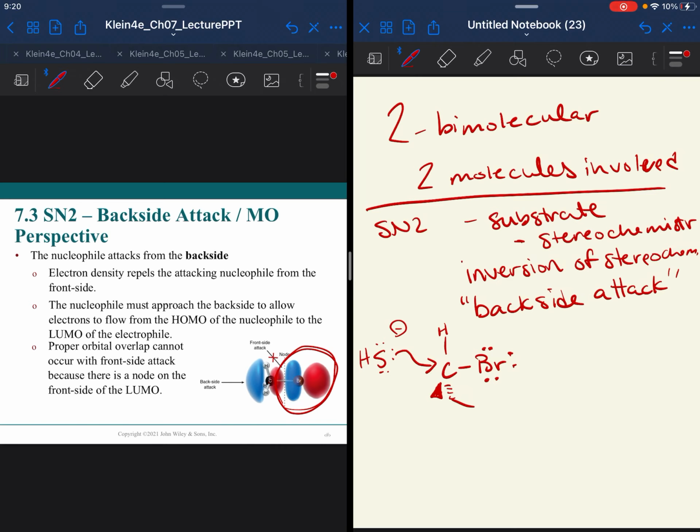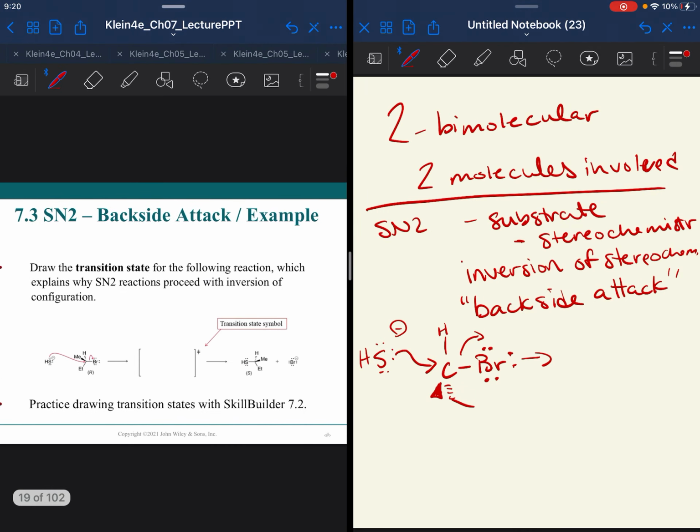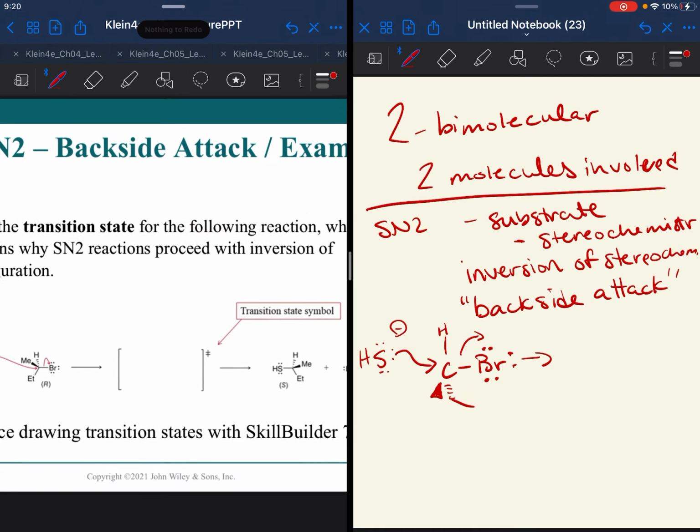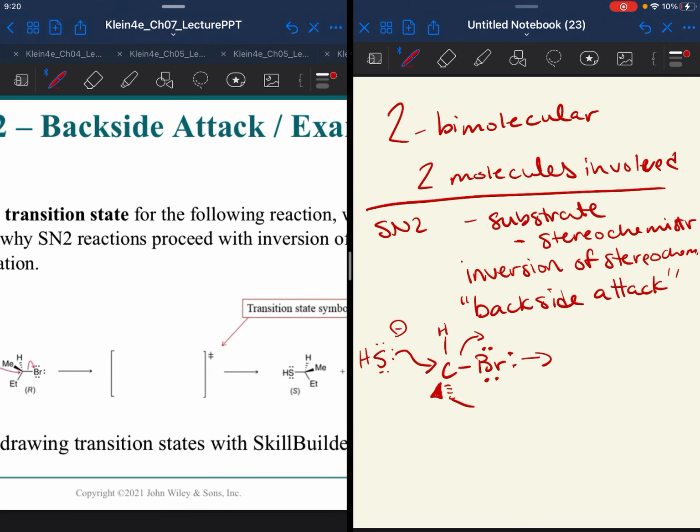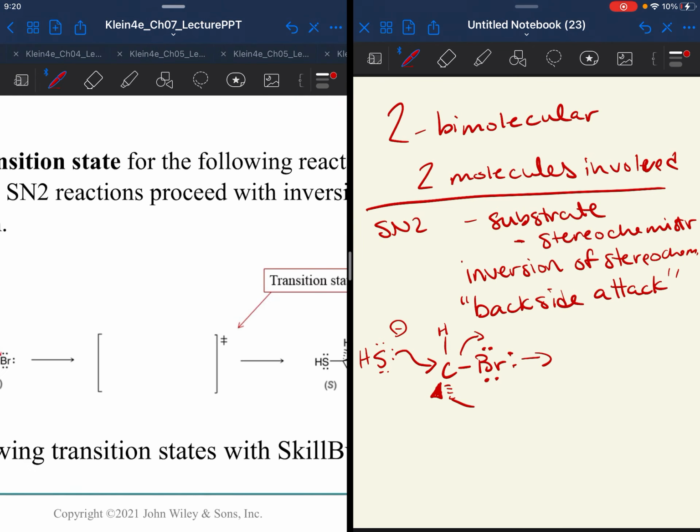All right, so it's going to approach from a specific kind of 3D geometric position. It can't just attack that carbon anywhere. It's got to come in from the opposite side of the bromine. So, and we're going to see a picture of a transition state here. Let's blow this up a little bit. Okay. Let's talk about this.